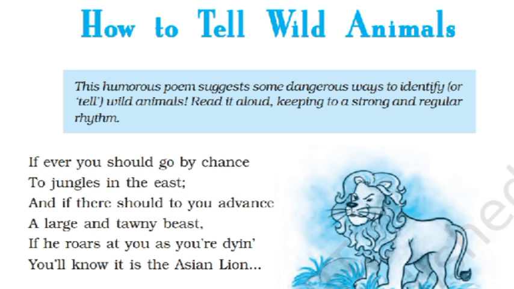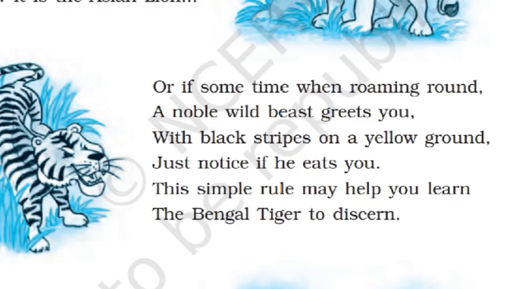Now moving to our next, so keep this in mind, in the first stanza our poet talks about the ancient lion. Next, stanza 2. "Or if sometime, when roaming round, a noble wild beast greets you." Yes, a beast is going to greet you, that means you are going to confront one of the beasts. Then the poet talks about an animal that is of a royal chain, "with black stripes on a yellow ground, just notice if he eats you." Yes, the tiger is actually a dangerous one. After the lion, now she is going to mention the tiger.